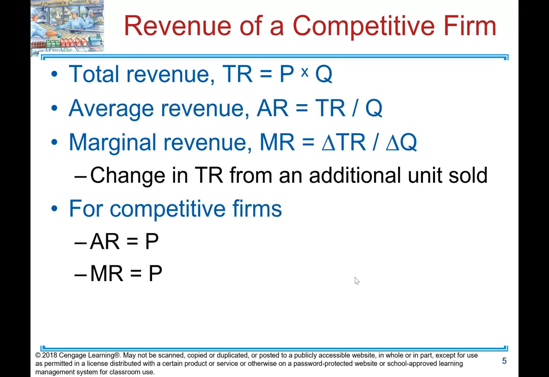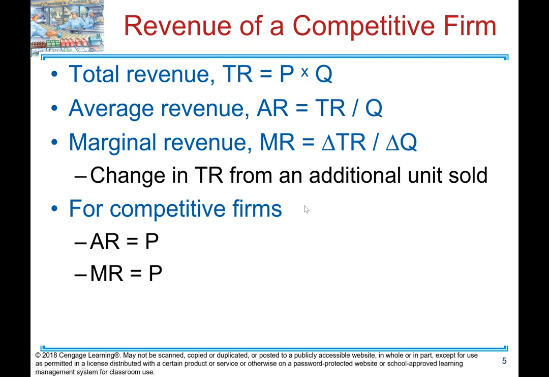Revenue of a competitive market. Let's define some terms here. Total revenue is TR equals price times quantity. Average revenue, or AR, is equal to total revenue divided by output. Marginal revenue, or MR, is change in total revenue over change in output, or delta TR over delta Q.